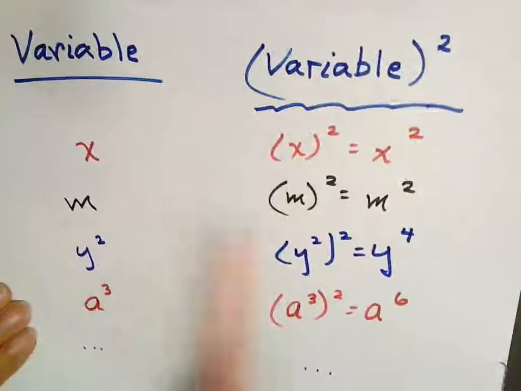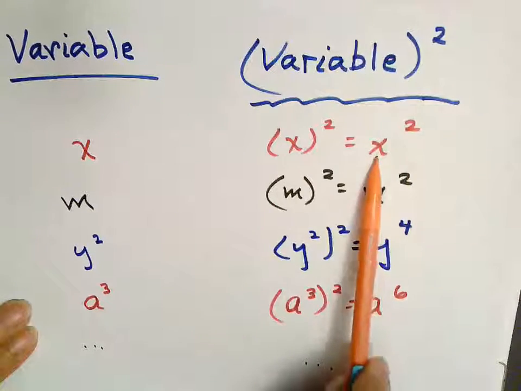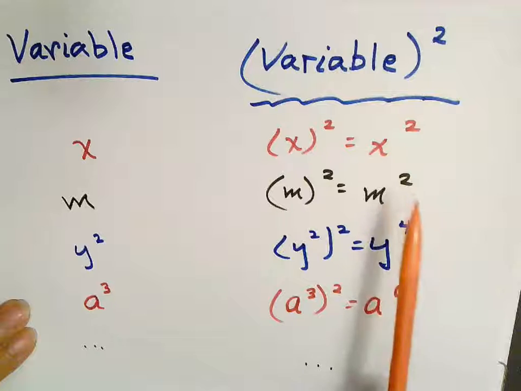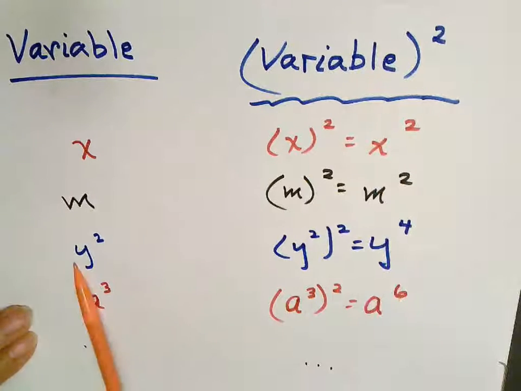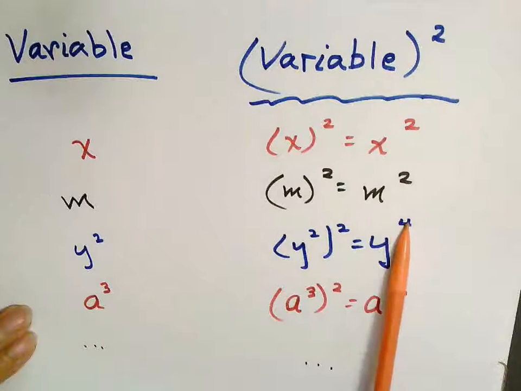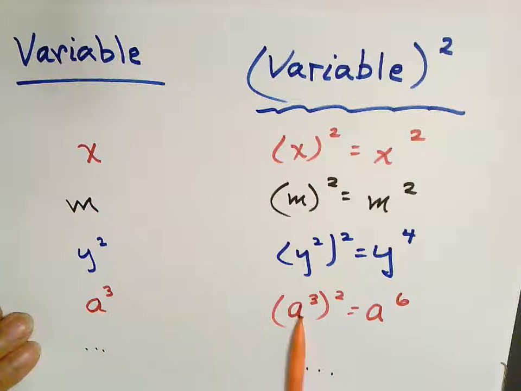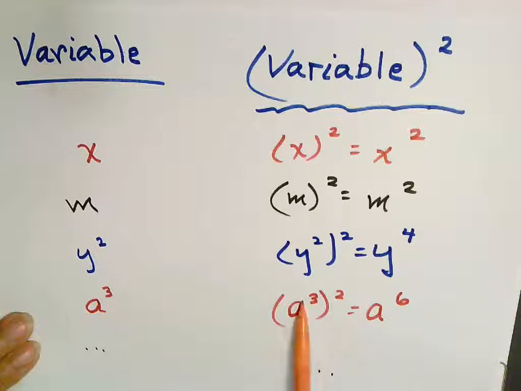I did some variables also. If I take the x and square it, I get x squared. So the variable x squared is a perfect square. I took the variable m and squared it, and I got m squared as a perfect square. I took y squared and squared it, so y to the fourth is a perfect square. I took a to the third, I squared it, and I got a to the sixth. Remember, a power being raised to a power, we multiply the exponents.